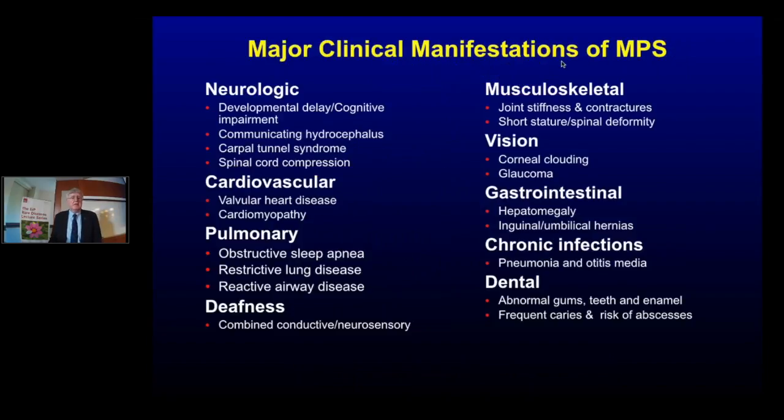The major clinical manifestations I already alluded to virtually occur in every organ in the body. The two systems we don't have on the list are kidney. MPS patients do not have kidney involvement, and even though they have hepatomegaly due to storage, we do not see liver dysfunction.